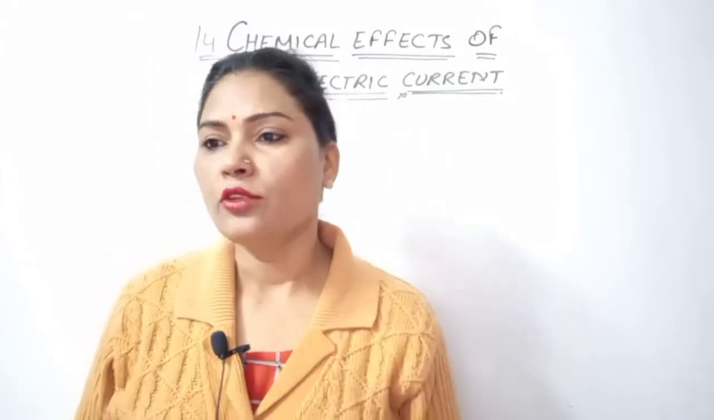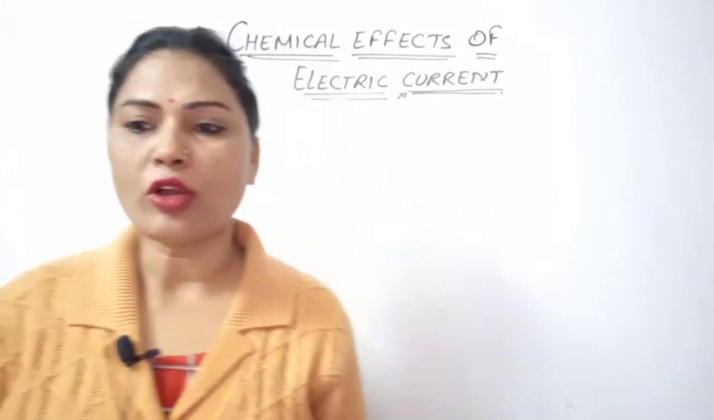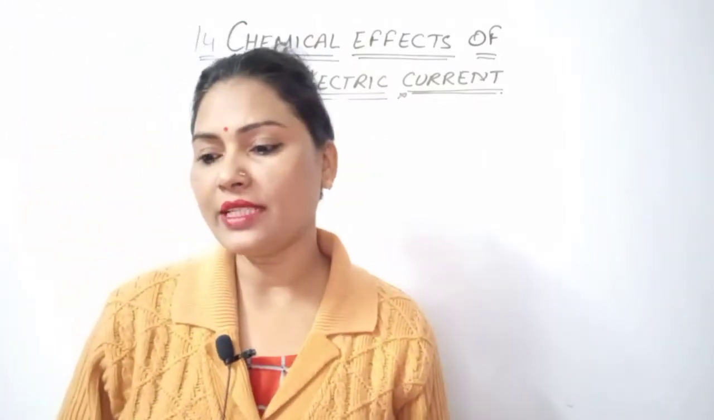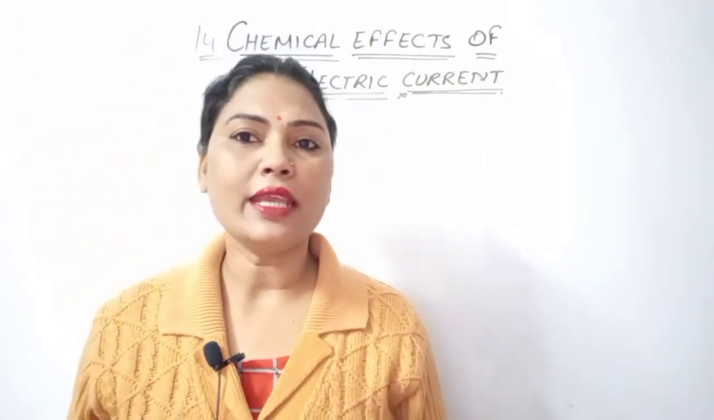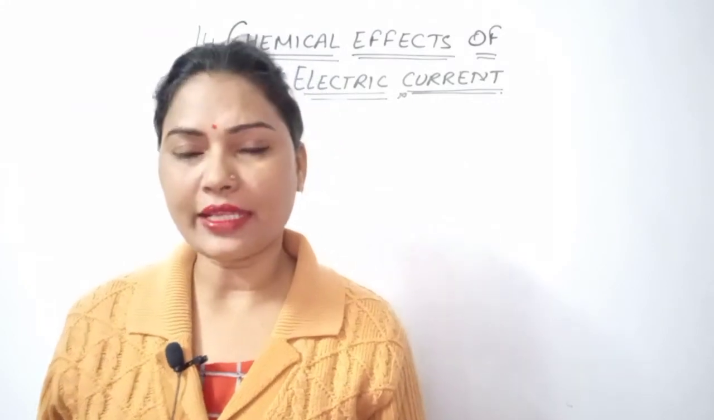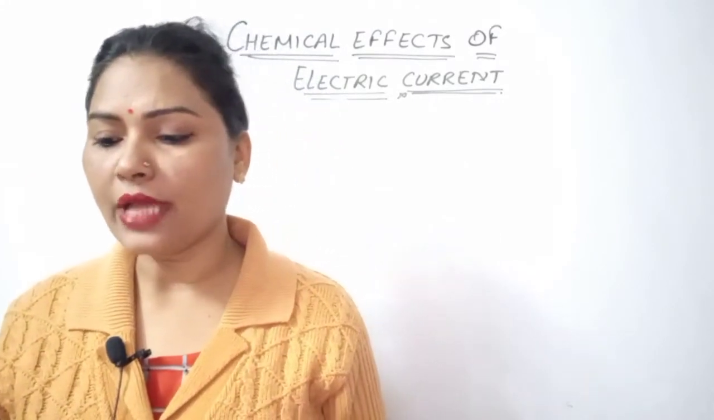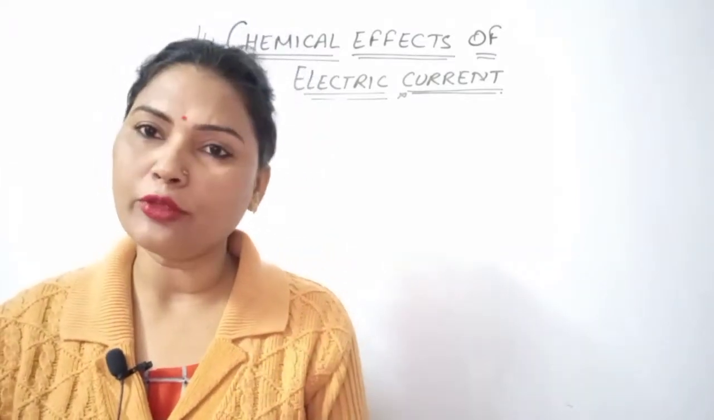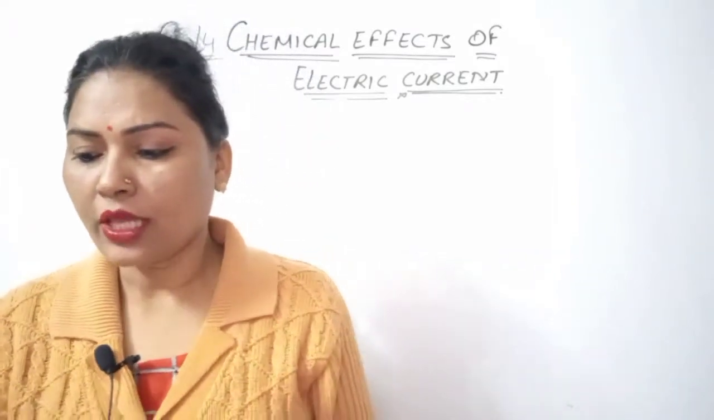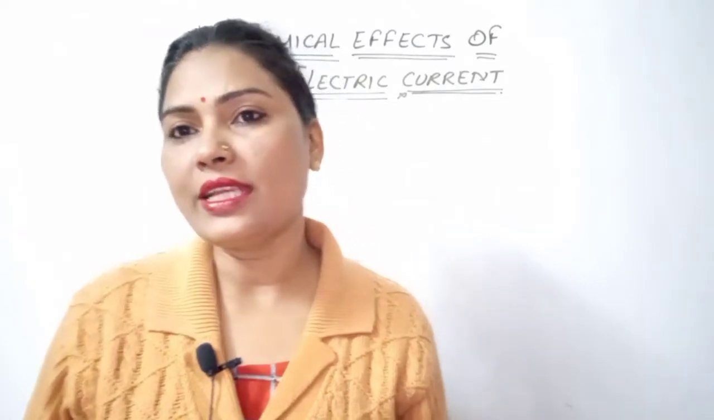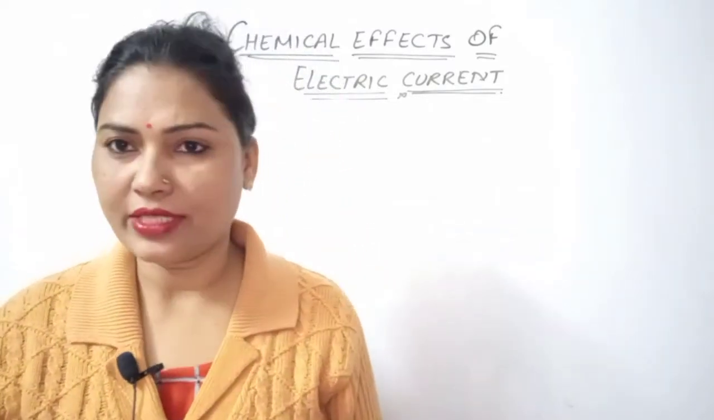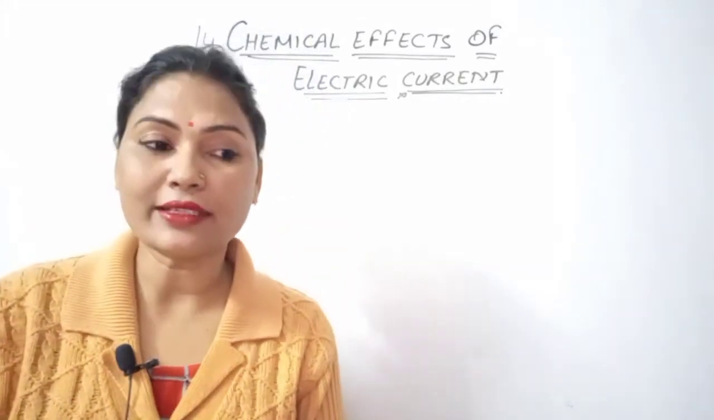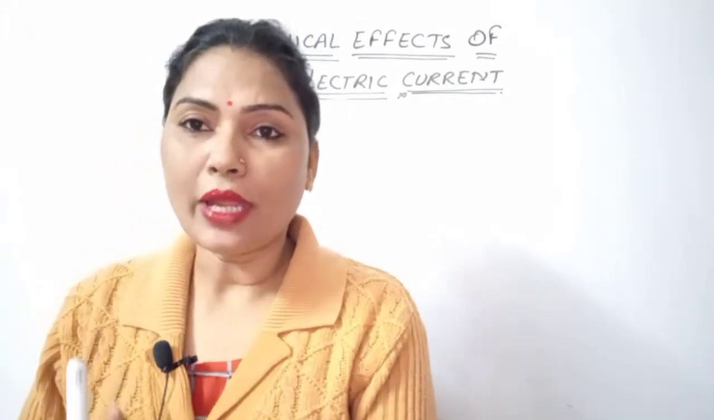Hello everybody. Today I want to discuss the remaining topics of chemical effects of electric current. As we have discussed earlier, what is an electric current or electricity? Electricity is the movement of charges from one body to another body. The flow of charge is known as electric current or electricity. And where the charges can flow, the charges or the electricity can pass through the materials.